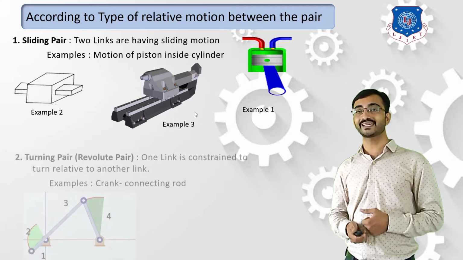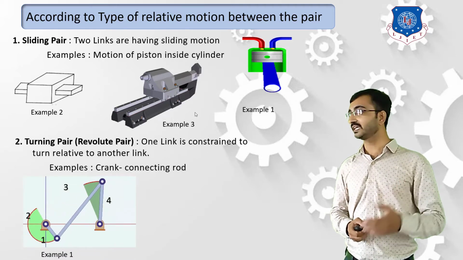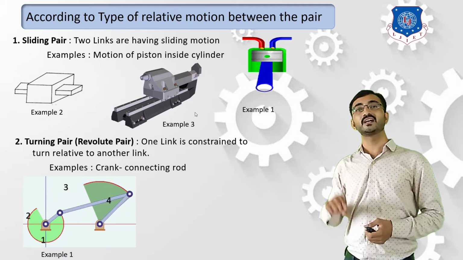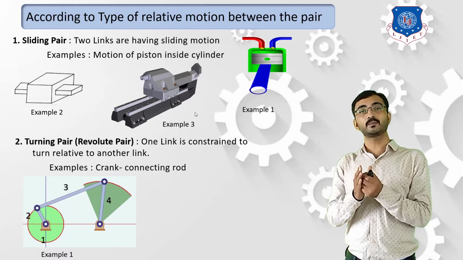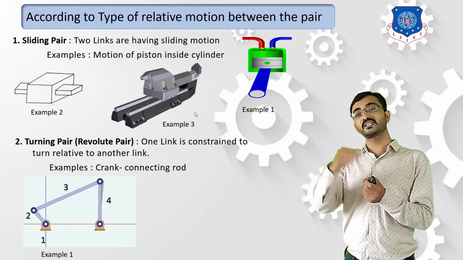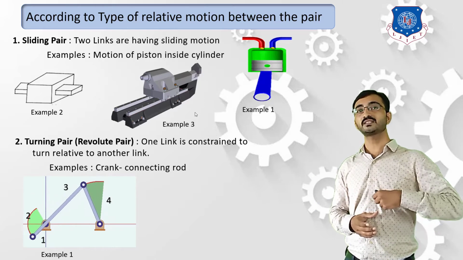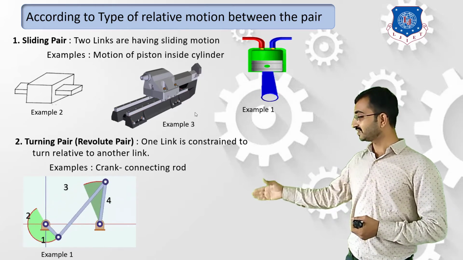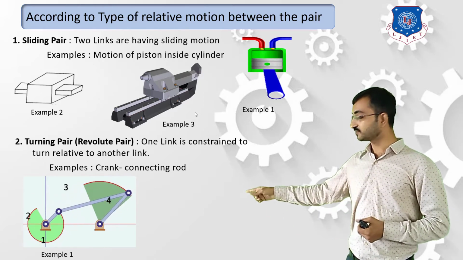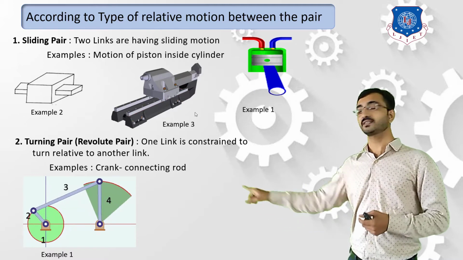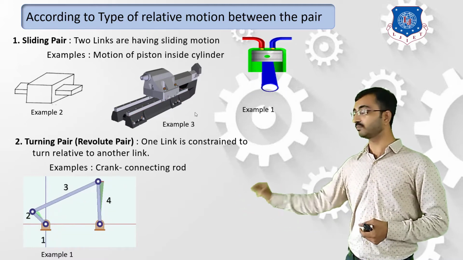Now let's learn the second one: turning pair. As the name indicates, turning pair means the first component will be turning with respect to the other component. How can this be termed? In this diagram you can refer that with respect to this fixation, this fixed point is termed as link number 1.